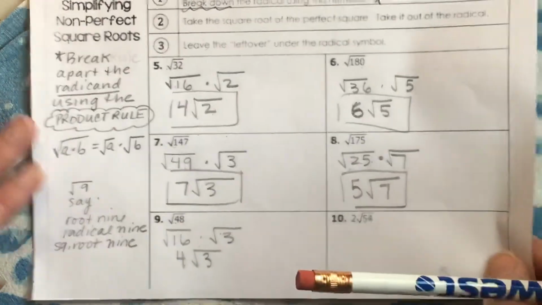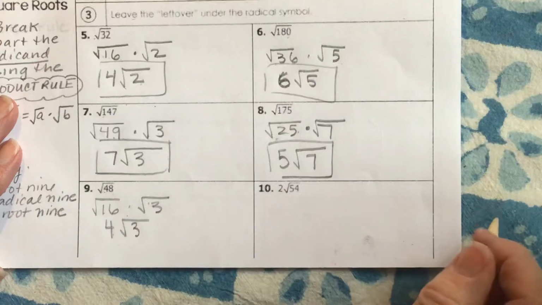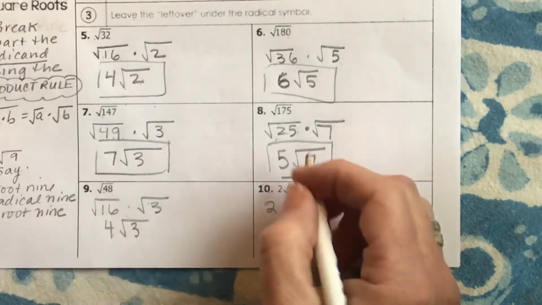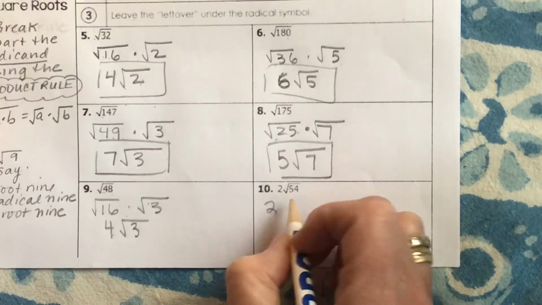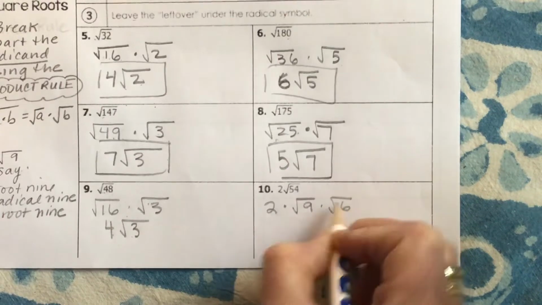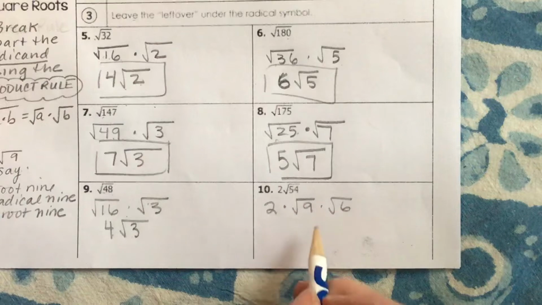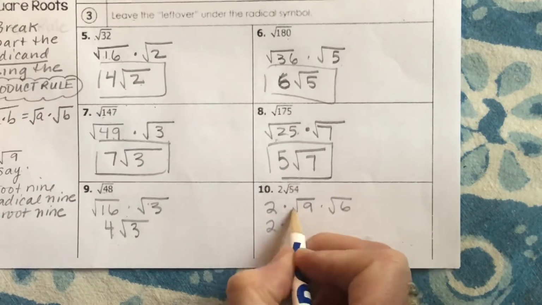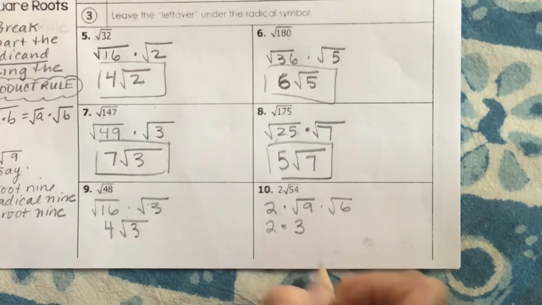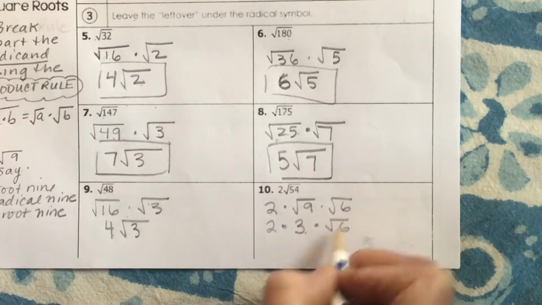Number 10. I have 2 root 54. So I'm going to leave that 2 outside. And I'm going to break apart 54. I love 9 and I love 6. So 9 times 6 is 54. Now I can break these apart a little bit more. So 2 times, well, now I'm going to simplify root 9 into 3. So now I have 2 times 3 times root 6.